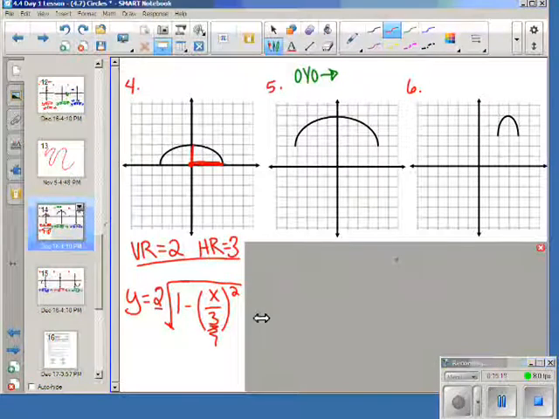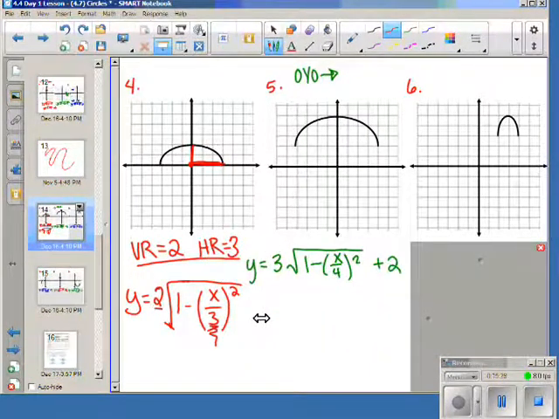All right, so we're going to rock and roll through the next couple. So this should be the answer to this one, and I can quickly tell you why. Center, find it. It went up 2. It did not shift left or right, so that's what this plus 2 is. The vertical radius is 3. Horizontal is 1, 2, 3, 4. 3 is outside. 4 is under the x squared. It's positive because it's the upper half.